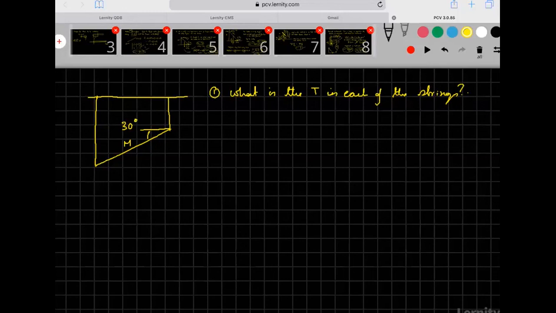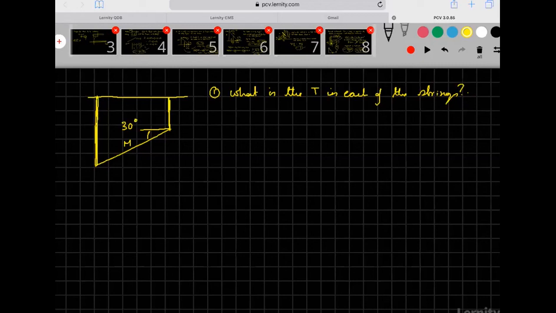Okay, there are two strings here supporting a mass. That angle there is 30 degrees. What is the tension in each of the strings? So the way you go ahead with it, you work on it for a minute. Always the key is the free body diagram. Once you get the free body diagram right, then there is nothing else.